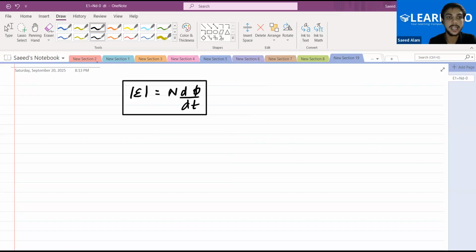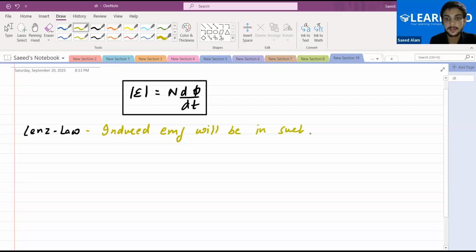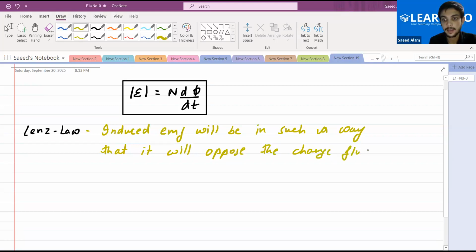So this was the magnitude of the EMF that we had discussed here. Now, from the Lenz law, we'll get the way that it is being induced. We'll get the exact expression. From the Lenz law, what it says is that the induced EMF will be in such a way that it will oppose the change in flux. Understood?